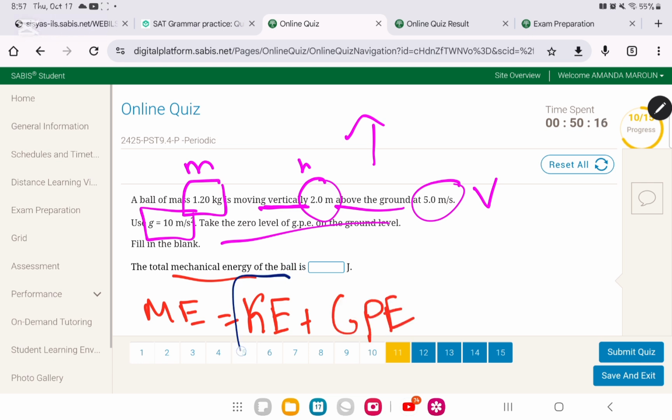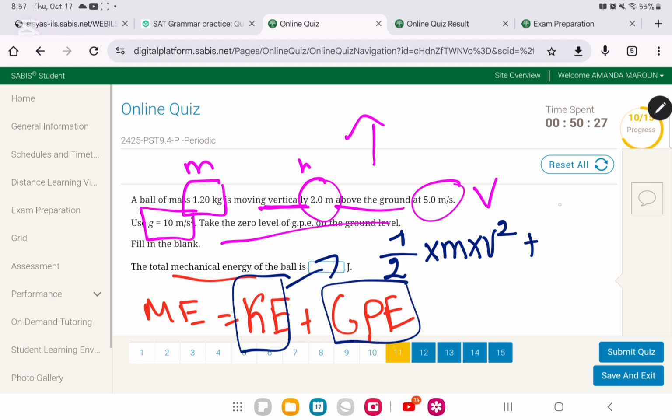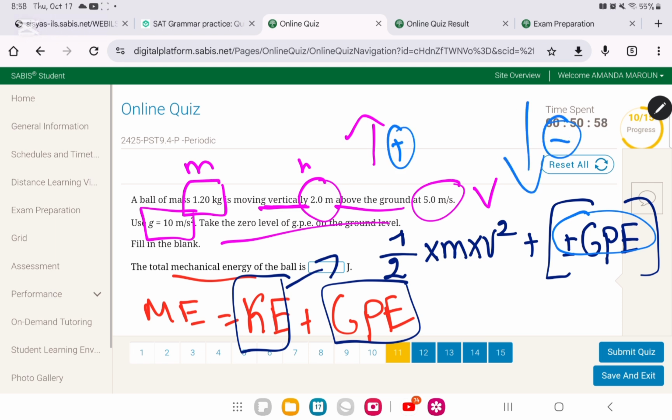Now, the kinetic energy, we know its equation is 1 over 2 times the mass times the velocity, or the speed, squared. Plus the gravitational potential energy, it can be plus or minus gravitational potential energy. So, how do we know if it is plus or minus? If it is going up, it is plus GPE, plus mgh, sorry. Or plus GPE because it is gravitational potential energy. If it goes up, it is plus. If it goes down, it is minus. Here it is going up. So we're going to be using 1 over 2.